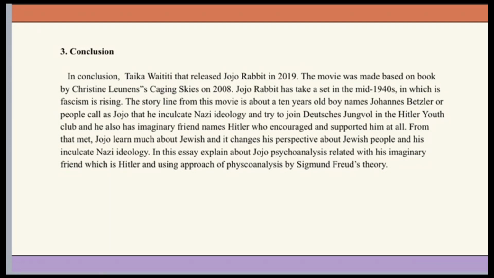Jojo Rabbit is set in the mid-1940s, in which fascism is rising. The storyline of this movie is about a 10-year-old boy named Johannes Betzler, or people call him Jojo, who has been inculcated with Nazi ideology and tried to join the Deutsches Jungvolk in the Hitler Youth Club. He also has an imaginary friend named Hitler who encouraged and supported him in everything.